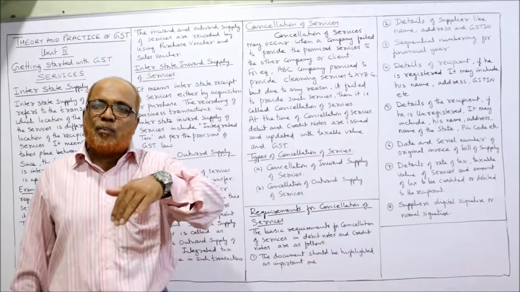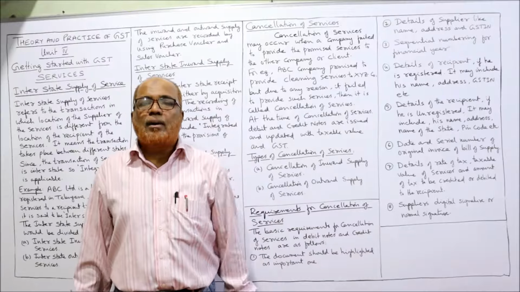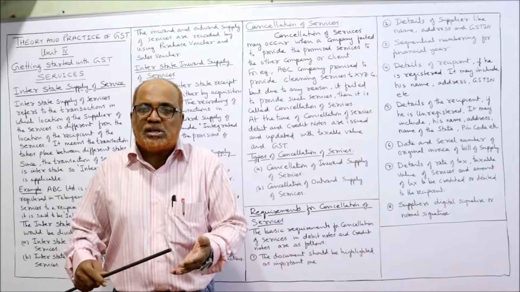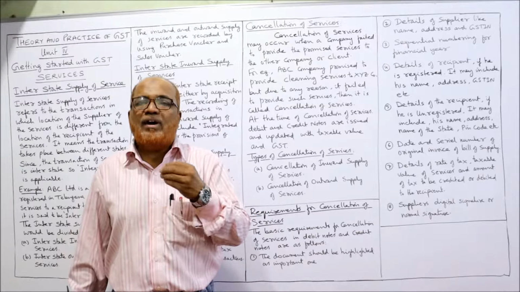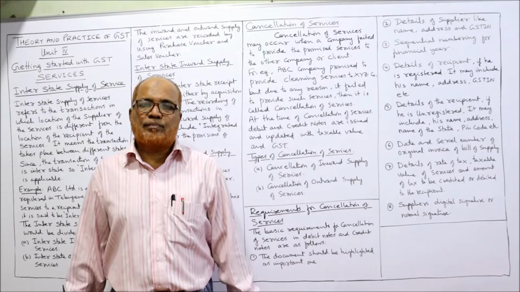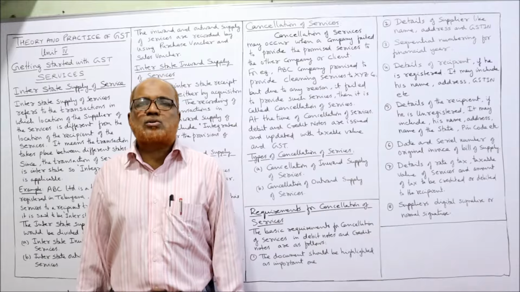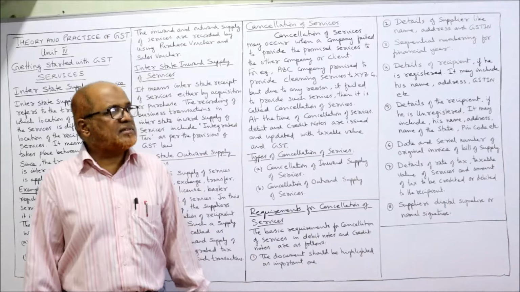One company has promised to give some service to another company, but later on, due to some reasons, the company failed to perform its promise. When a company fails to perform its promise, it is called cancellation of service.